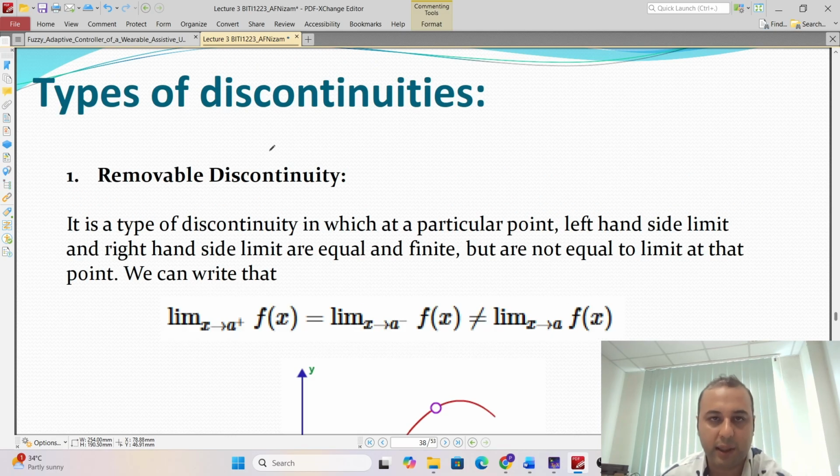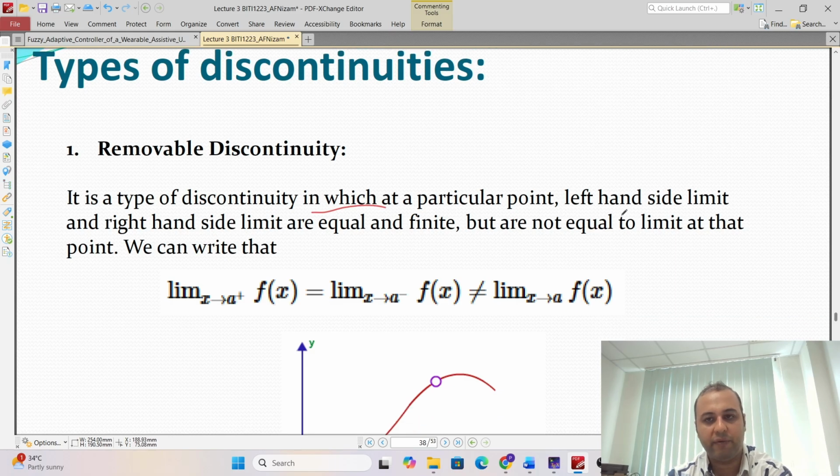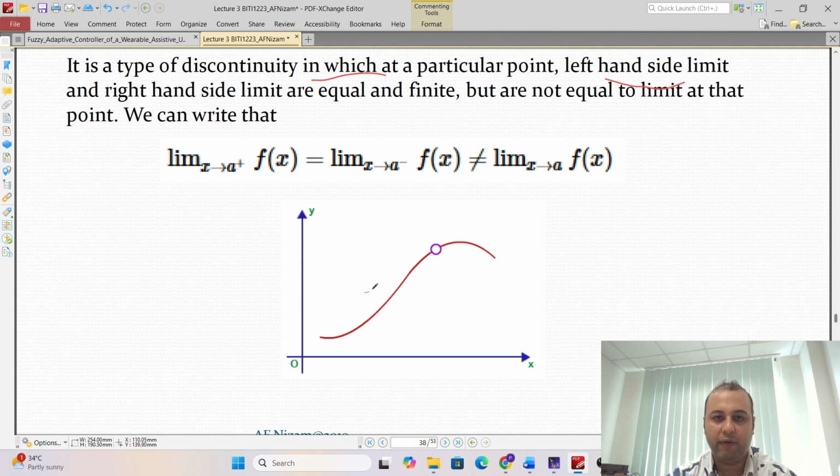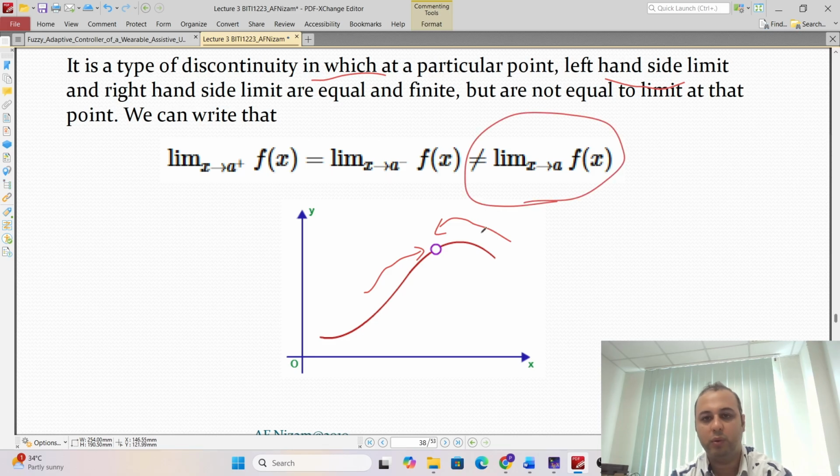Types of discontinuities. Removable discontinuity is the type of discontinuity in which, at that particular point, the left-side limit and the right-side limit are equal and defined, but they are not equal to the value of the function at that point. It means if we go from the left side the limit exists, if we go from the right side it exists, but it is not equal to the value at that particular point, which means there is a gap.